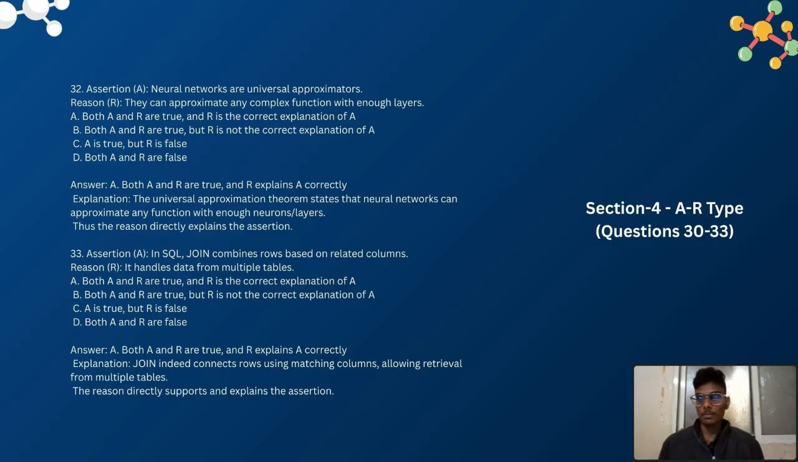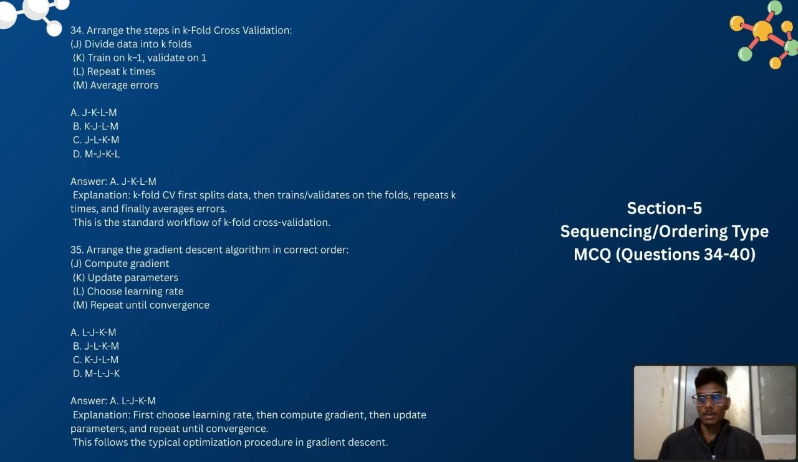Question number 34. Arrange the steps in K-fold cross validation. The answer is J, K, L, M. K-fold CV first splits data, then trains, validates on the fold, repeats K times, and finally averages errors. This is the standard workflow of K-fold cross validation.